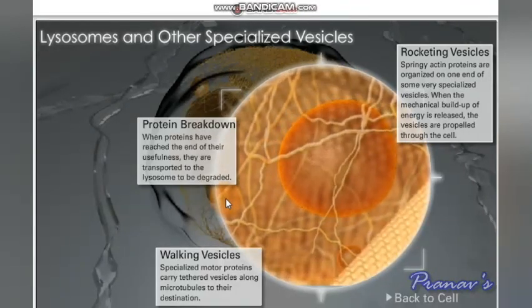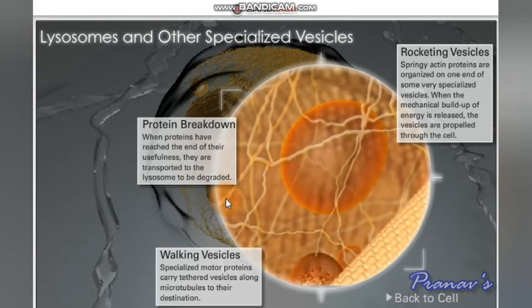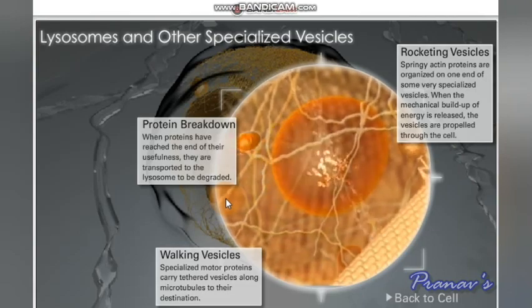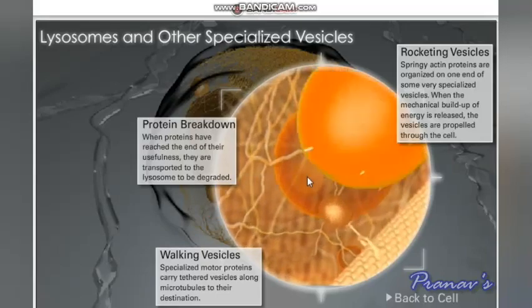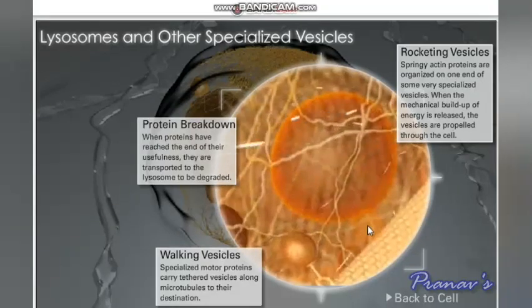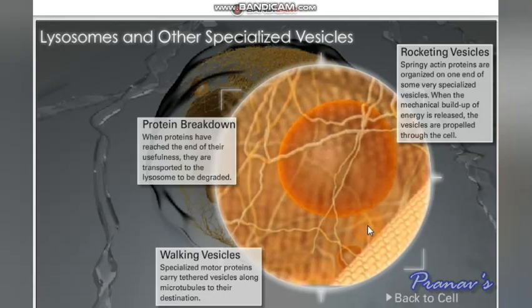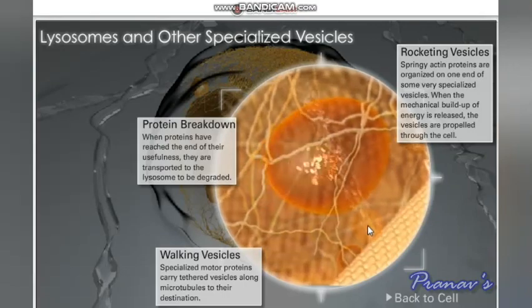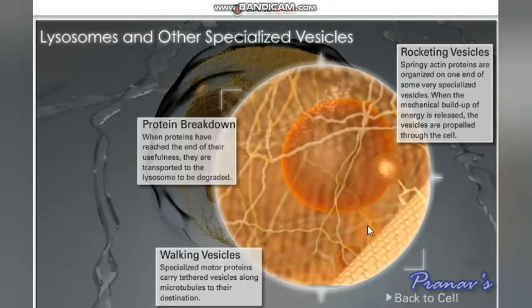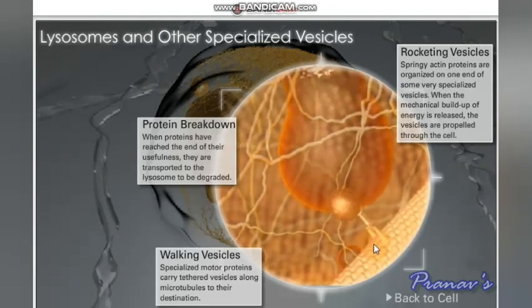When the cell gets damaged, lysosome may burst and the enzyme digests their own cell. Therefore, lysosomes are also known as the suicide bags of the cell. Structurally, lysosomes are membrane-bound sacs filled with digestive enzymes. These enzymes are made by RER, that is rough endoplasmic reticulum.